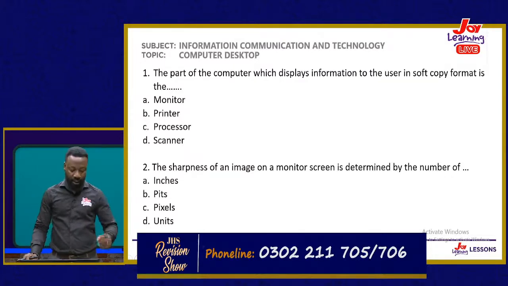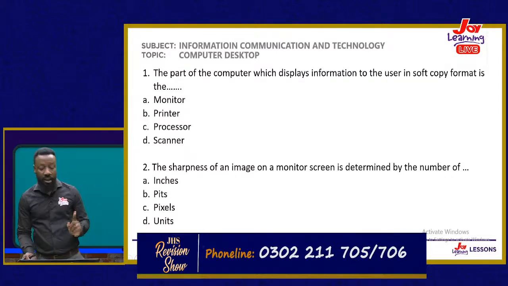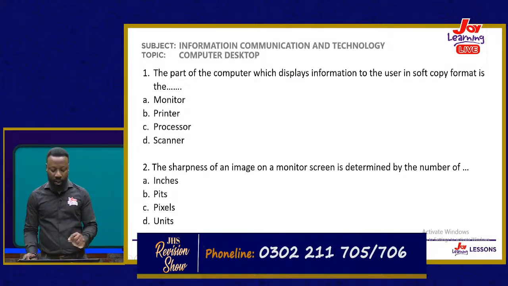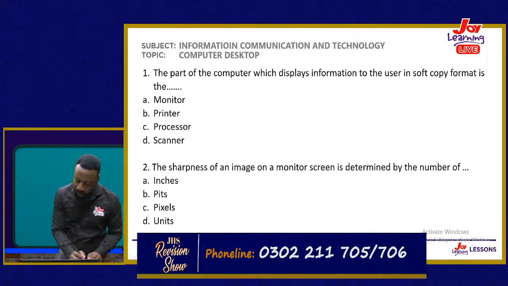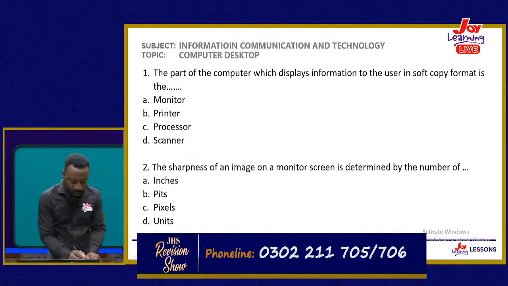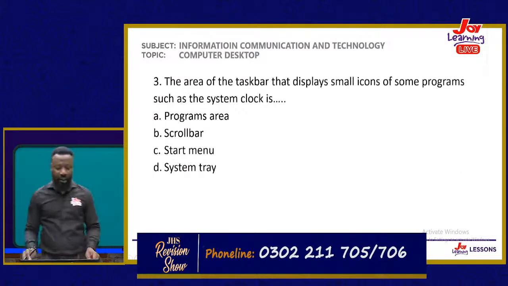Question two: the sharpness of an image on a monitor display is determined by the number of A. inches, B. pits, C. pixels, D. units.